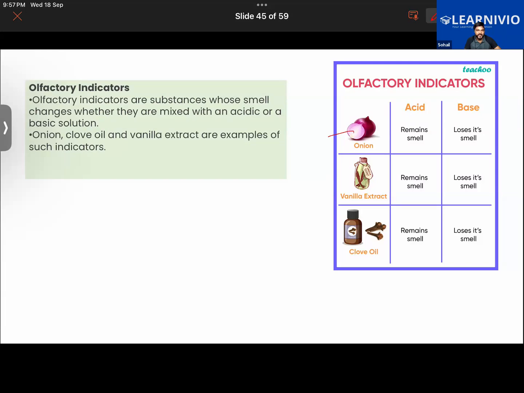Vanilla extract is very famous and it has very many uses. You guys know about this vanilla extract? Yes, sir. It is used in desserts. It is used in making many dairy products. Sir, in ice cream. Yes.